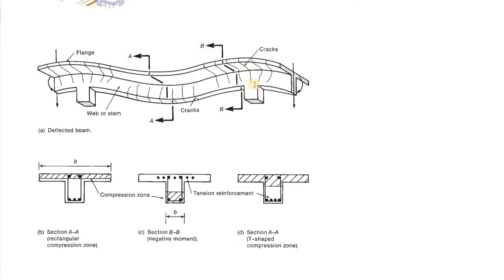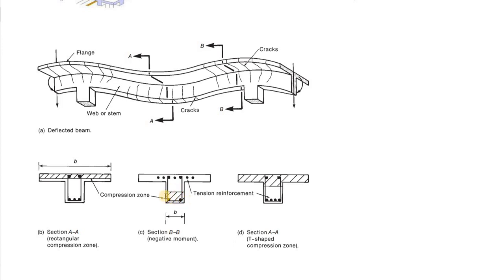However, if you look at section BB, where the bending moment will be negative, we will have hogging, which means tension at the top and compression at the bottom. So you see these flexural cracks appearing on the tension side, on the top side over here. This side compression zone is definitely a rectangular compression zone. This is the compression side and this is the tension side at the BB location.